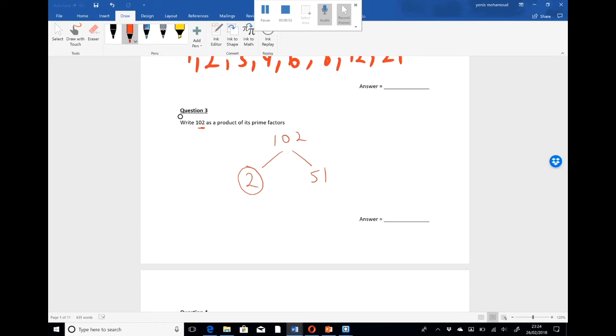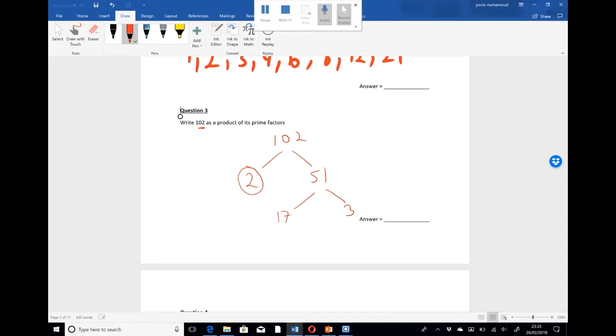Then I'm going to have a look at 51. Can 51 be broken down further into prime numbers? Yes, it can. So I'm thinking of two numbers that multiply together to give me 51. So we get 17 and 3.